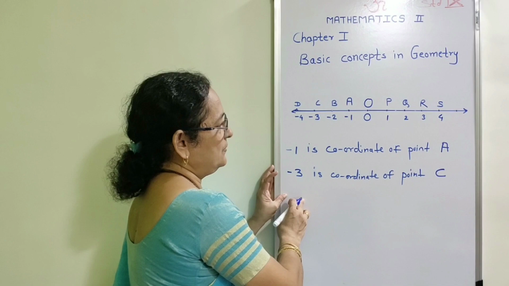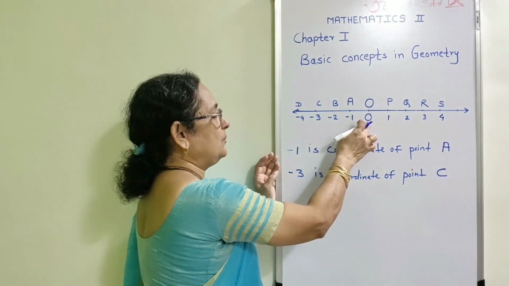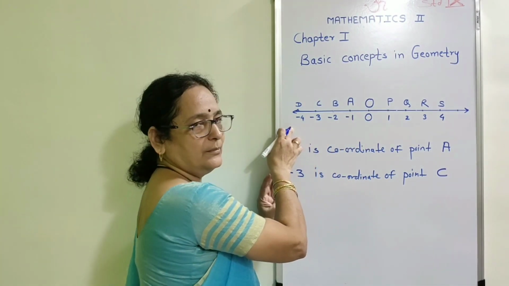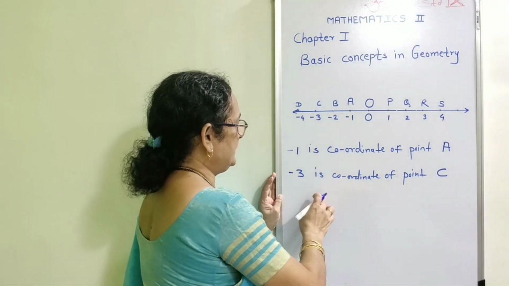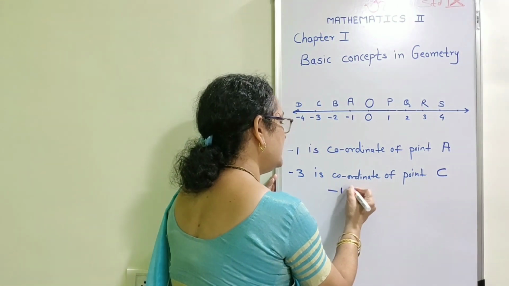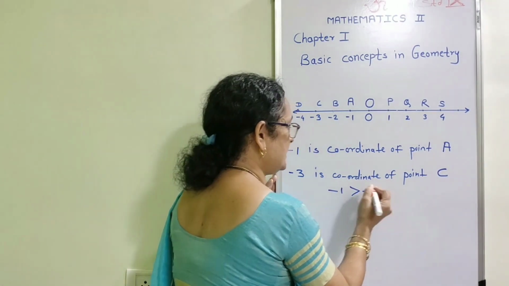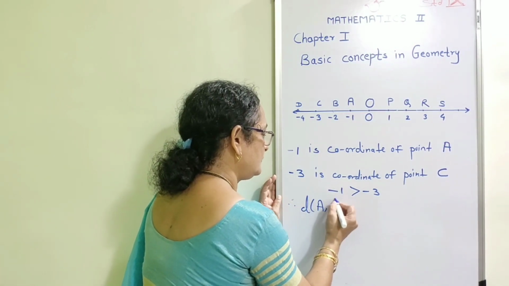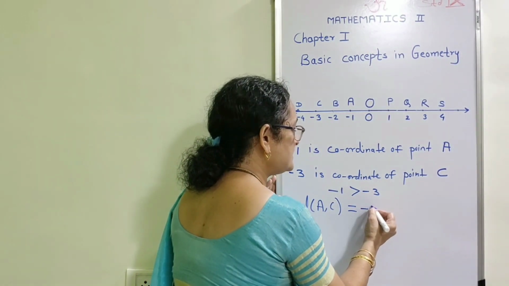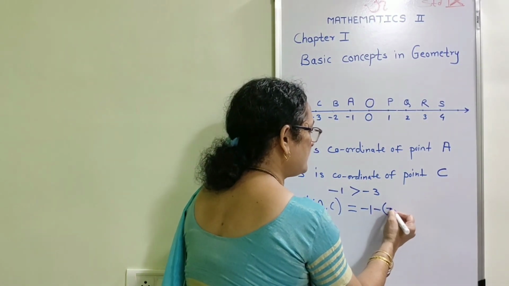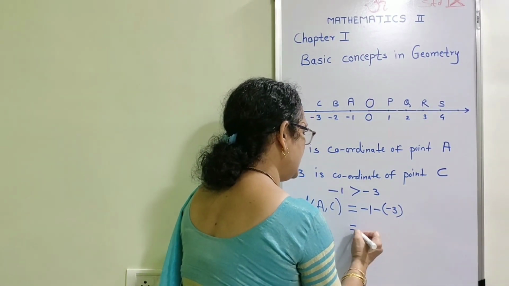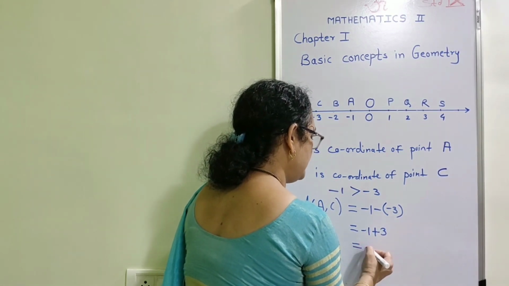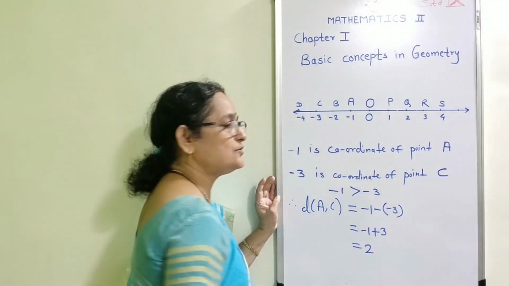Now here we know that as we go on the left side from 0, the value of the number decreases, and therefore -1 is greater than -3. Therefore, to find distance AC, the greater coordinate is -1, minus of -3. We all know that minus minus gets plus. Therefore, -1 plus 3, your final answer is 2.